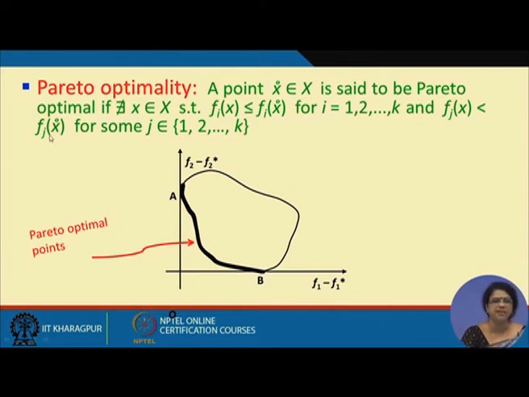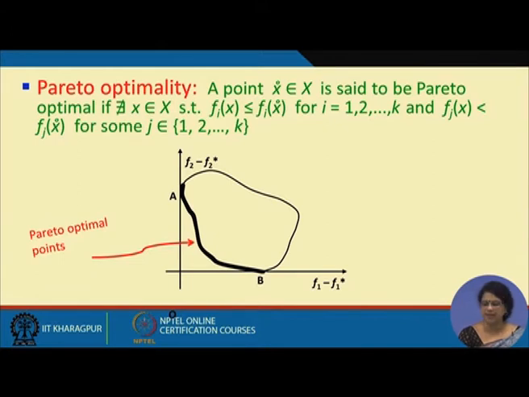Okay? It means that at least at one point, one functional value is less than the other functional value for the minimization case, but at all other points it may happen that all are equal. Okay? That means I cannot say this one is better than the other one. I won't get any such point where this structure will be maintained.